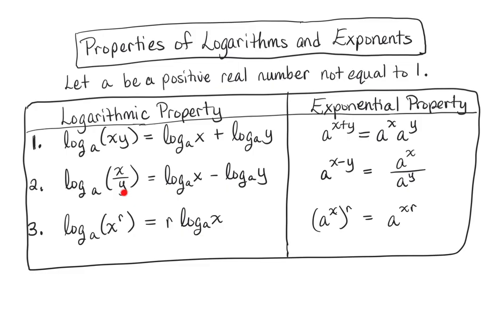Log of x over y base a is equal to log of x base a minus log of y base a. So the log of a quotient is equal to the difference of the logs. Log of x to the r base a is equal to r log of x base a.